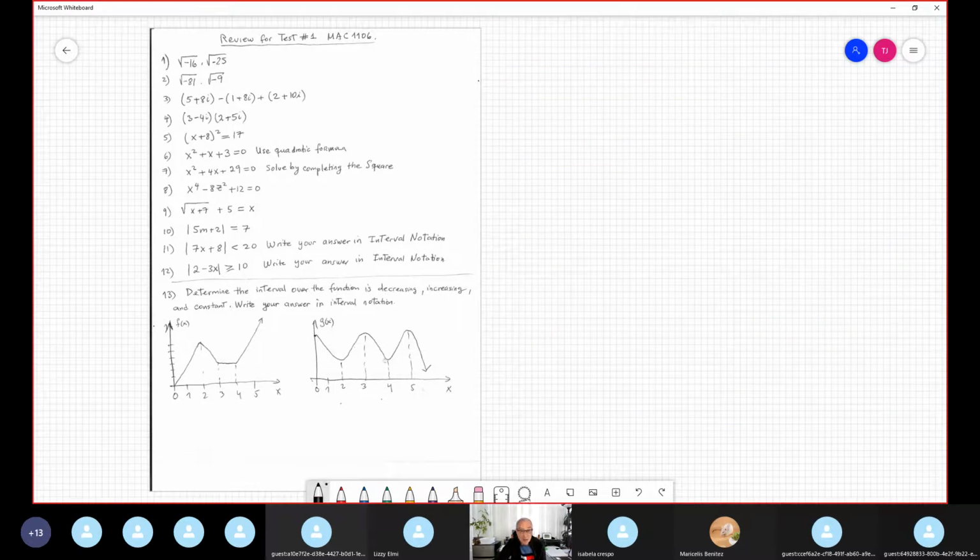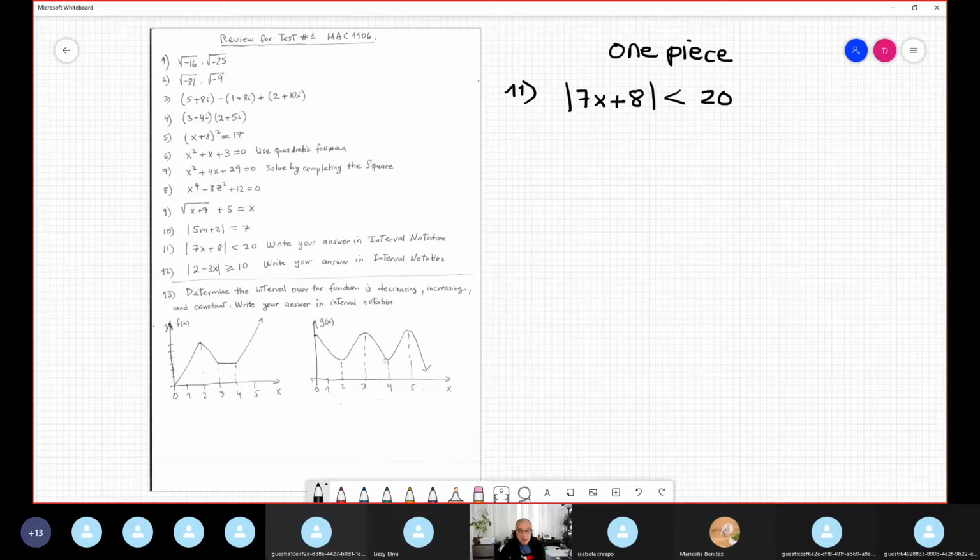11 is an inequality. And remember, it's super important to keep in mind that we have 2 kinds of inequality. When the inequality has less than, we have 1 piece. When the inequality is greater than or equal, the solution contains 2 pieces. So less than, 1 piece. So this is 1 piece. What is the 1 piece?